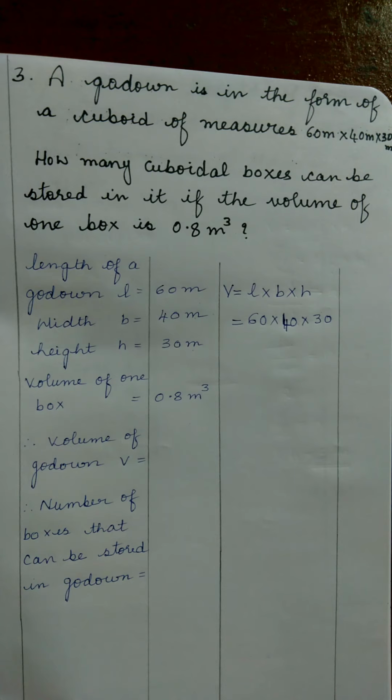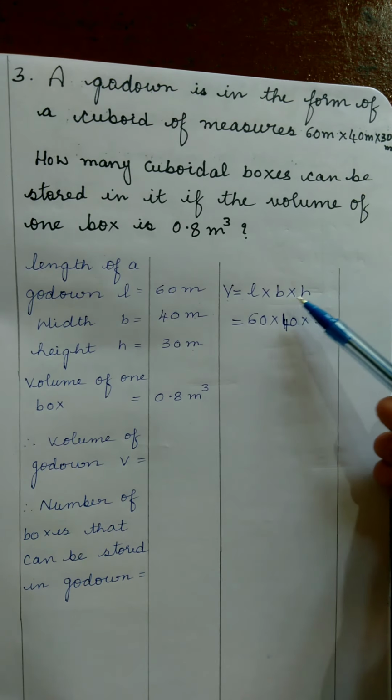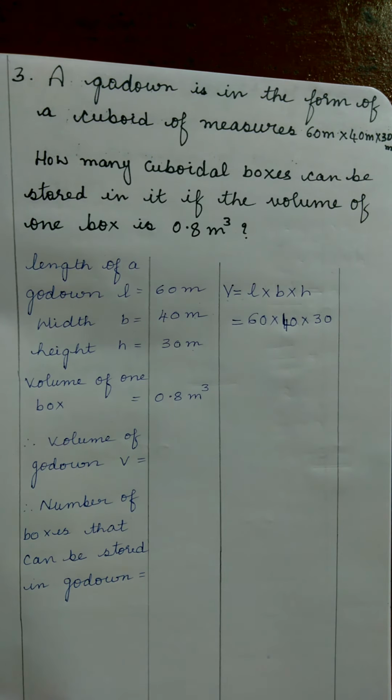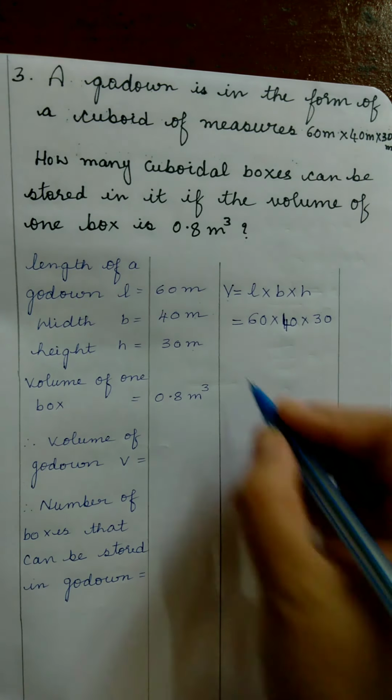Now, we have to find out the volume of a godown. The formula is V equal to L into B into H, the formula to find the volume of a cuboid. Substitute the values: 60 into 40 into 30.